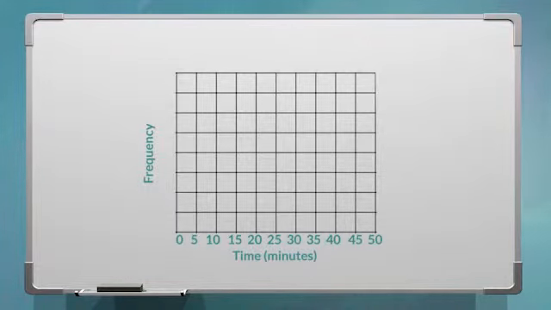Now look at the frequency column in the table. You need to go up to the highest number, in this case 7. What I would do is write 1, 2, 3, 4, 5, 6 and 7 on the y-axis like this.